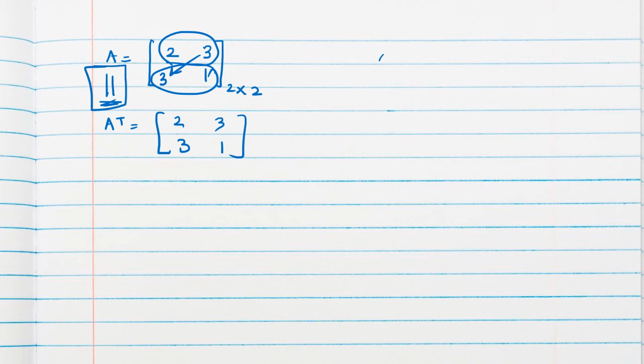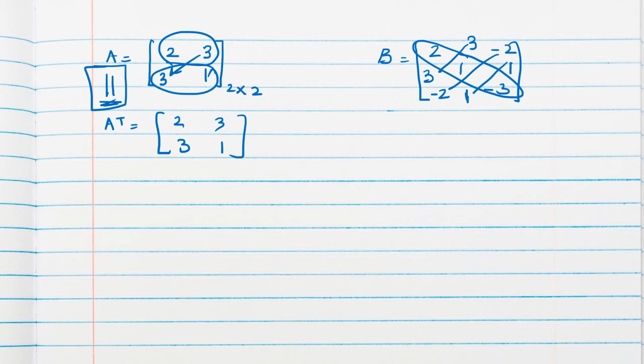Okay, now for 3 by 3 order, you can write any diagonal element, 2, 1, minus 3. Okay, any element you can write diagonally. And other elements, suppose 3 here, so 3 should come here, minus 2 here, so minus 2 should come here, 1 here, so 1 here. Okay, these diagonal elements should act as a mirror in a symmetric matrix.